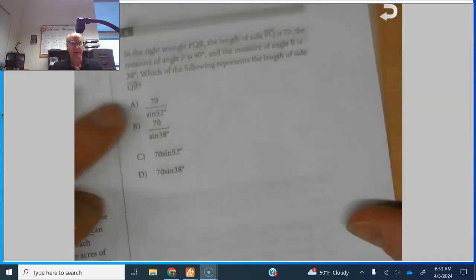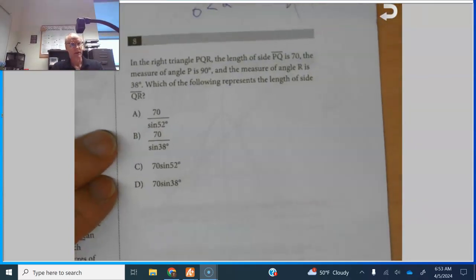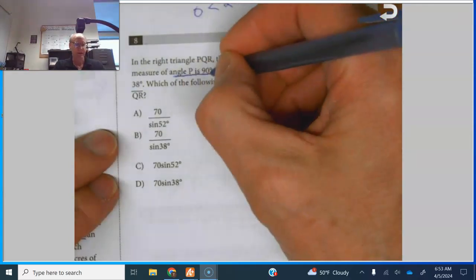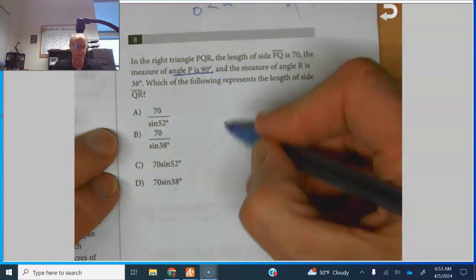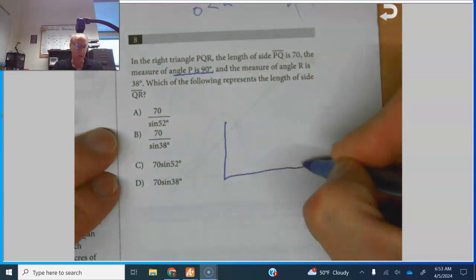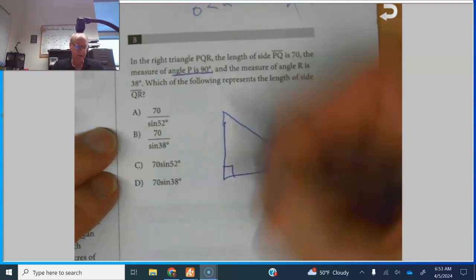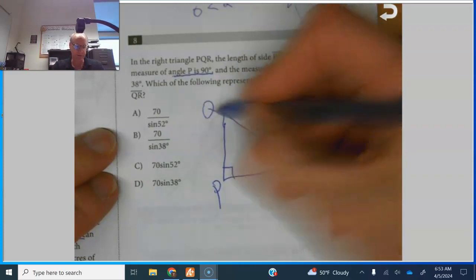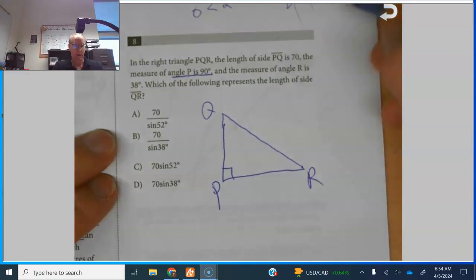All right. This is a right triangle problem. And one of the issues is that you have to get the angle correct. Angle P is 90 degrees, and we're looking at PQR, so I'm just going to guess. I don't know what it looks like, so I kind of draw some generic right triangle. P is 90 degrees, and then the Q and R, who knows? I'll put the Q and the R. It really doesn't matter if you get it to scale or not.